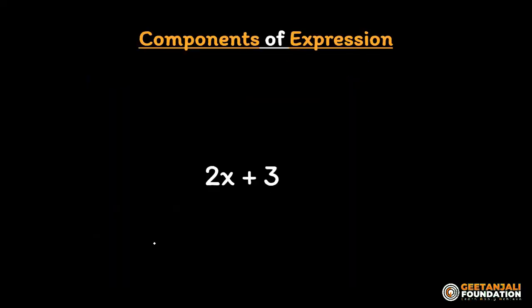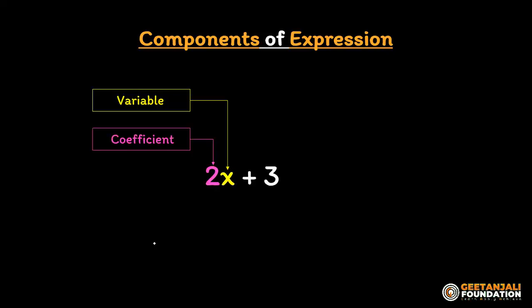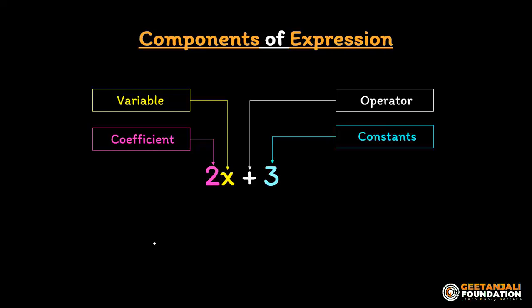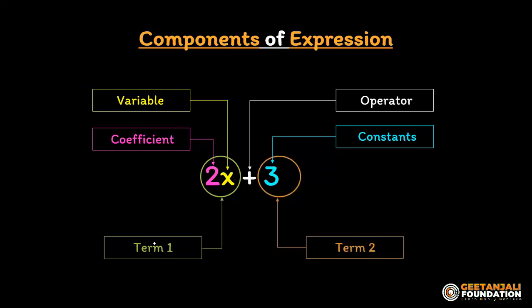Now let's see components of expression very closely. For example, I have taken an expression 2x plus 3. Here this x is a variable and this 2 is coefficient of x. This plus is an operator, this 3 is a constant, and if you see before plus sign there is 2x, this is your term 1, and after plus sign there is 3, that is your second term. So you have already seen what is variable, you know what is constant, you know what is operator. We need to look closely about coefficient, term 1 and term 2, or in short we need to look closely about terms also. So let's look at them one by one. Now terms.